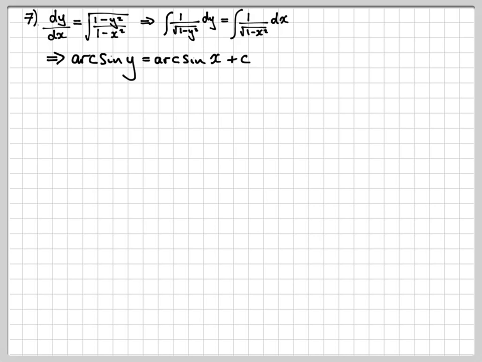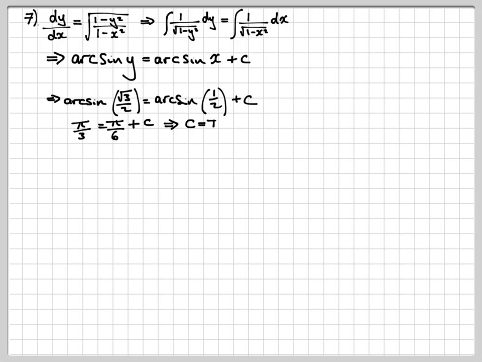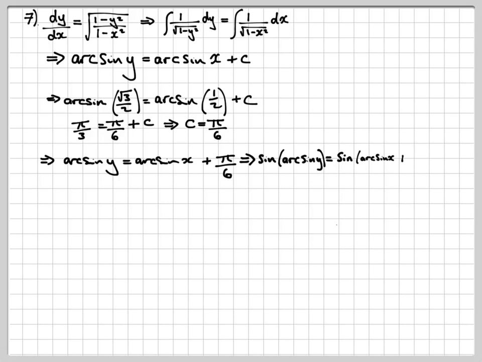We're given some conditions that will allow us to find the value of c, so I've substituted those in, and that has given me the value of c as pi over 6. I can now write the solution down as shown. The next thing I'm going to do is take the sine of each side. So we'll have this line here.